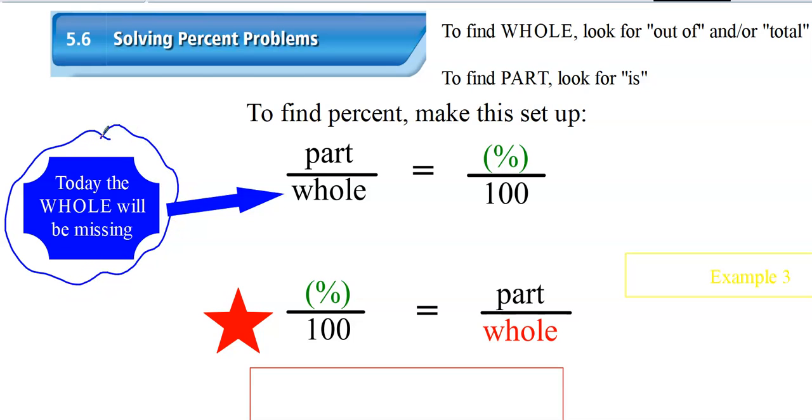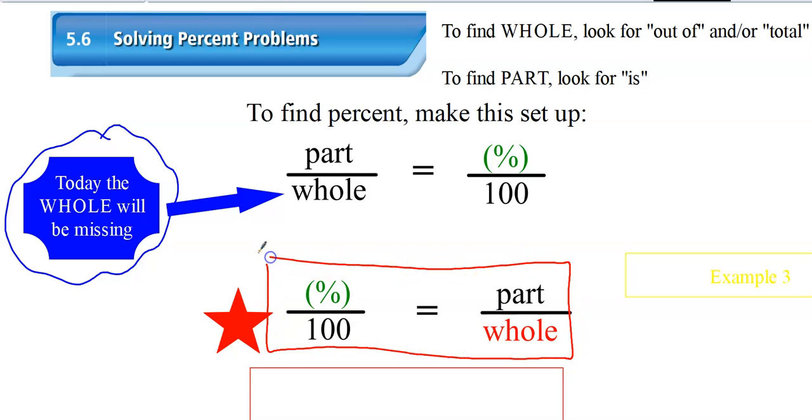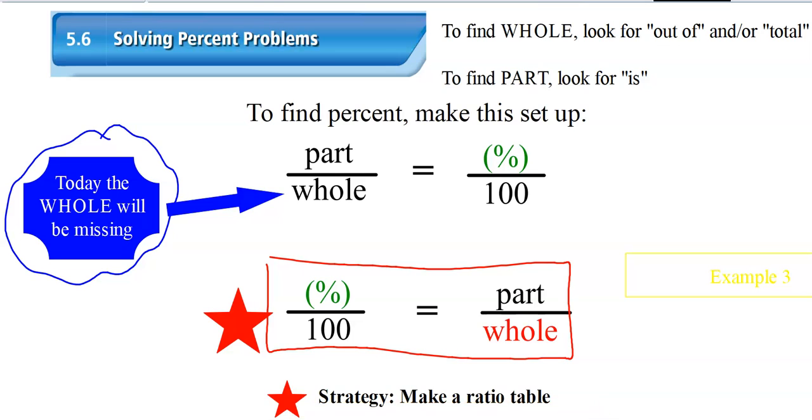And so remember, a percent is a part to a whole relationship. And so I want you to pause this, write this down in your graphing notebook. Percent over 100 equals a part over the whole. And then I'm going to show you one more thing that I want you to write down. This is just a strategy, right? And so I'm having you write that the strategy is to make a ratio table. And that's what we're going to use today to solve all of these problems.